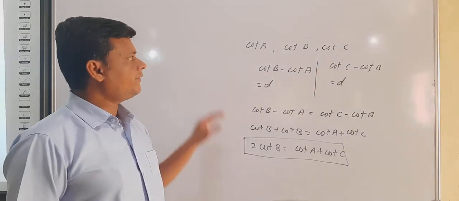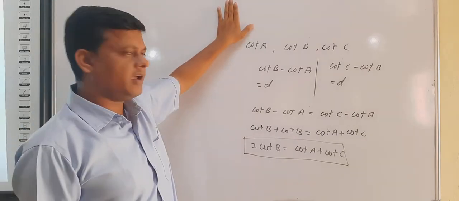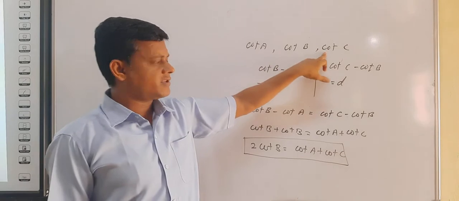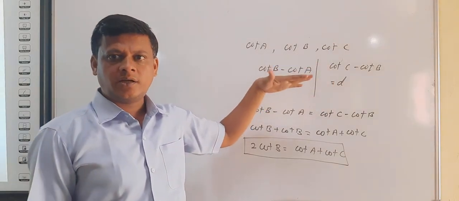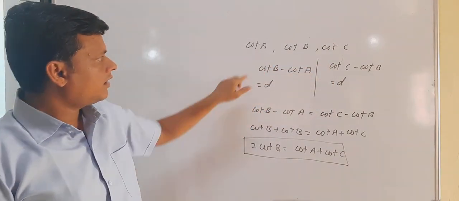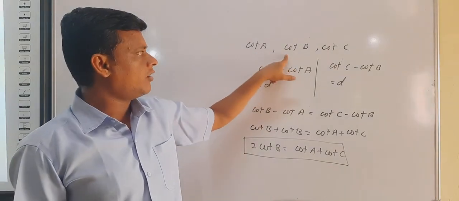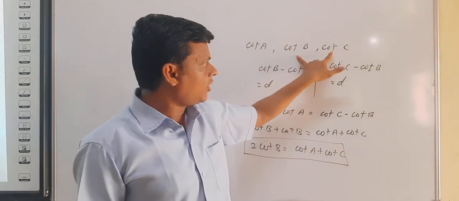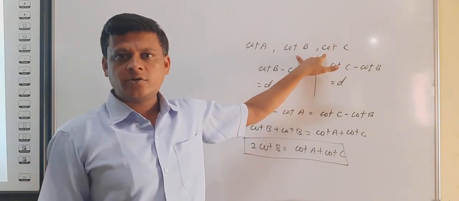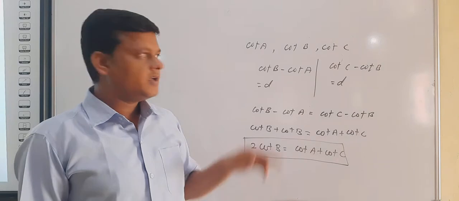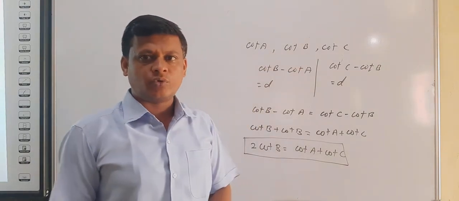Now see cot A, cot B, cot C. These are the three terms in the sequence. These two terms are consecutive terms, that means cot A, cot B, then cot B, cot C. Now if the difference of consecutive terms is constant, then that sequence is an arithmetic progression.